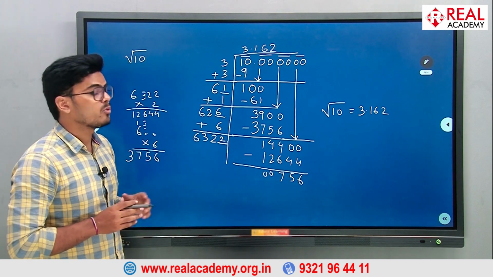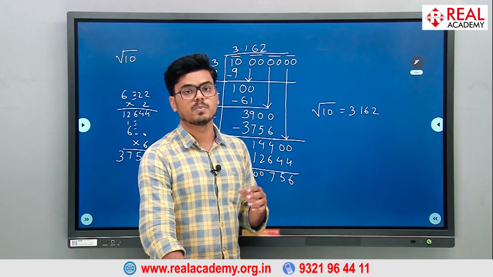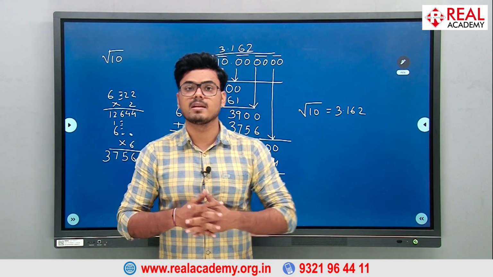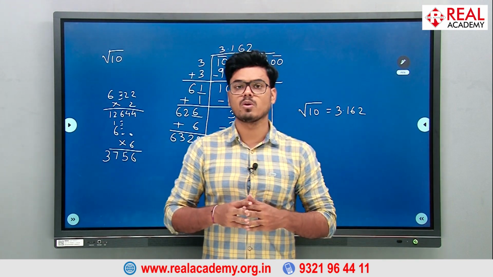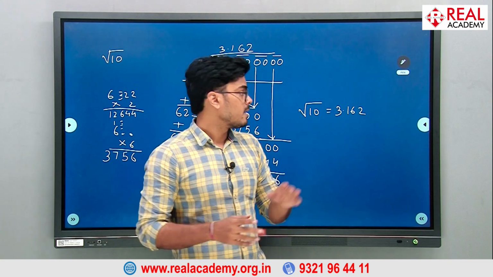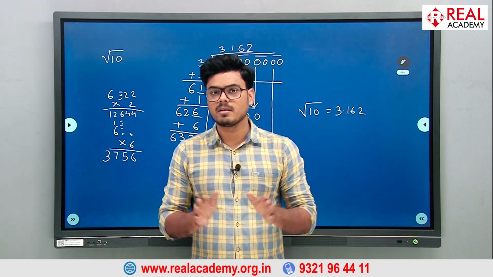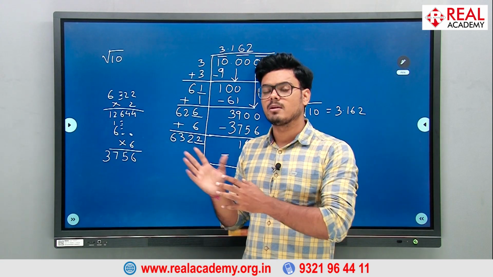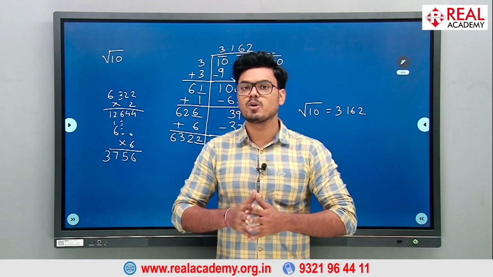Okay? So this is how you find out the square root of any number using long division method. So the first method only works if the number that you're trying to find the square root of is a perfect square. Okay? And this method works for any number you want to find a square root of, you can find it using long division method. I hope you understood this.